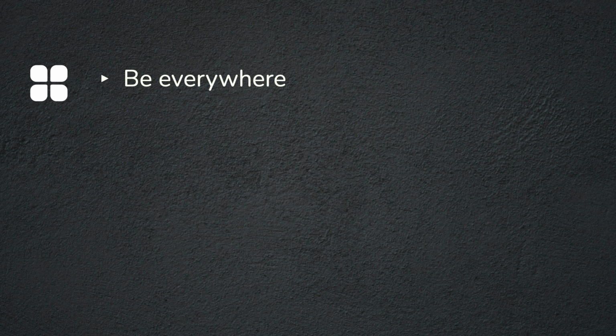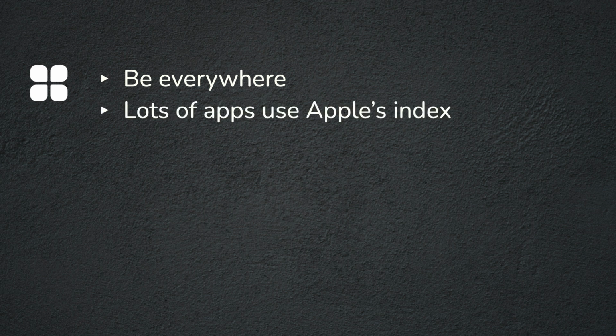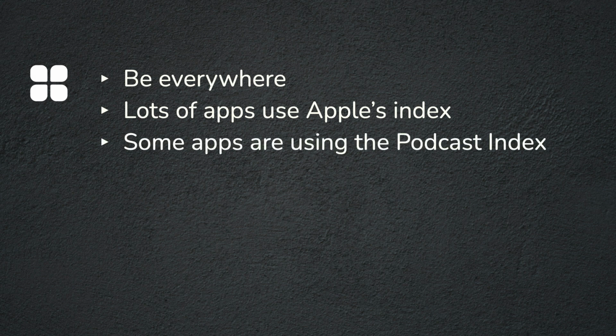The big rule with all of this stuff is to be everywhere. As much as I've said Google's a nightmare and people use this, it doesn't matter. Be everywhere. There's no reason not to be in every conceivable directory. Lots of apps, as I said, use Apple's index, apps like Overcast and Castro and various others. So make sure that you are first and foremost listed with Apple.